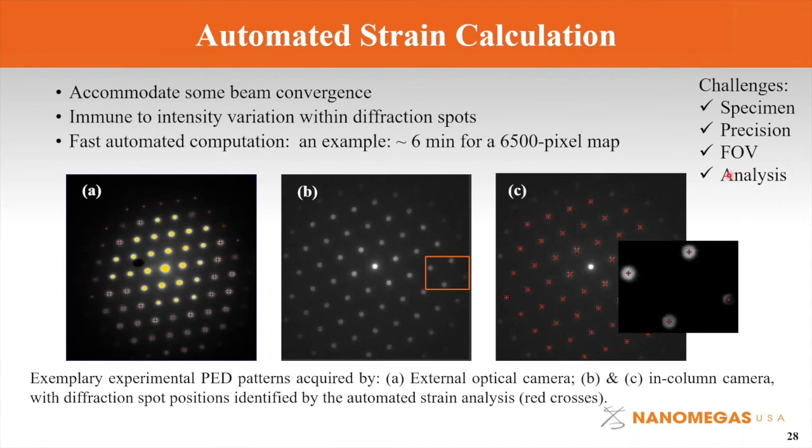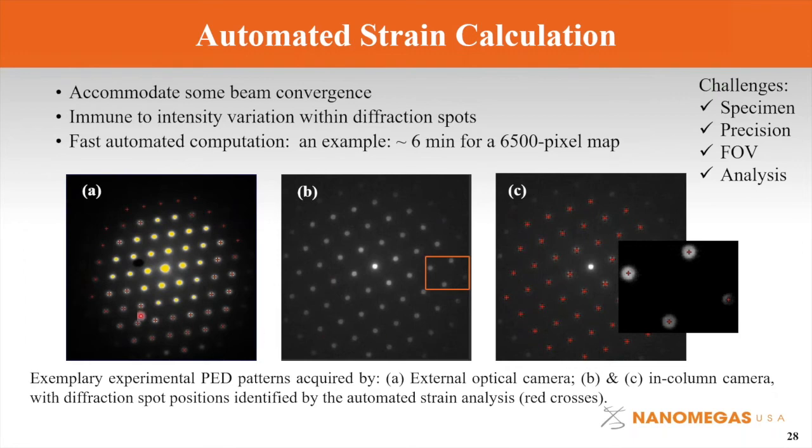Now, the last piece of the puzzle is the easiness of data analysis. This is guaranteed by our automated strain calculation. We can accommodate some beam convergence; the importance of this I'll talk about a little bit later. Our algorithm is also relatively immune to intensity variation within diffraction spots, which makes the diffraction spot position determination more reliable. And the computation is pretty fast: it takes a matter of minutes for roughly a 6,000 pixel map.